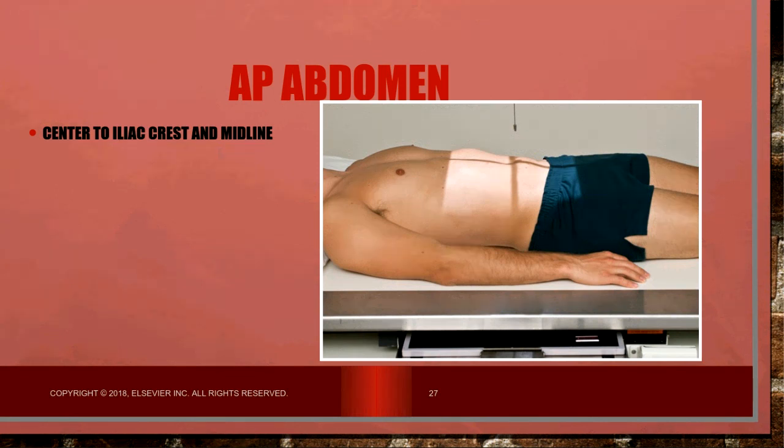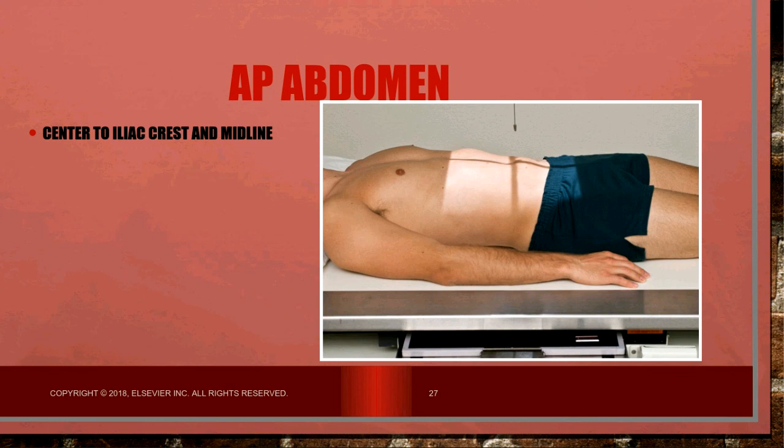Okay, and when we look at the AP supine abdomen, notice they're telling you that you center to iliac crest and midline. So typically, this will demonstrate any pathology of the abdomen, including a bowel obstruction, any calcifications in the abdomen, ascites, which is kind of like a doughy abdomen. It's excess fluid in the abdomen. And it also could be done as just a scout image prior to contrast media ingestion.